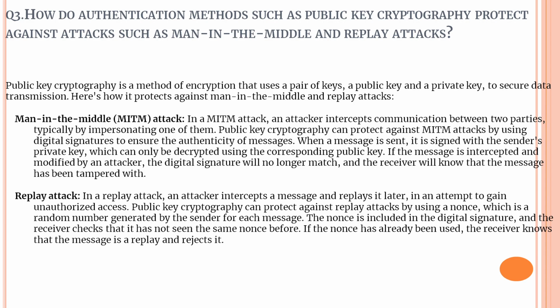First, let's see about the man-in-the-middle. The man-in-the-middle attack, that is MITM. In this, an attacker intercepts communication between two parties, typically by impersonating one of them. Public key cryptography can protect against MITM attacks by using digital signatures to ensure the authenticity of a message. When a message is sent, it is signed with the sender's private key, which can only be decrypted using the corresponding public key. If a message is intercepted and modified by an attacker, the digital signature will no longer match and the receiver will know that the message has been tampered with.